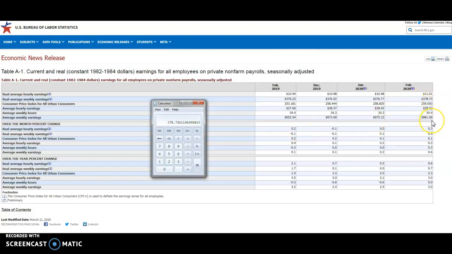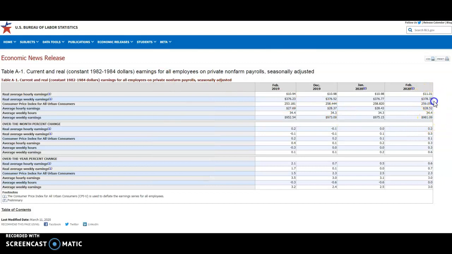In other words, on average, workers made $981.09 in February 2020. That was their nominal wage. But that is equivalent to $378.73 in 1982 to 84 prices, which means this money would today buy you what this money would have bought you back in 1982 to 84 prices.